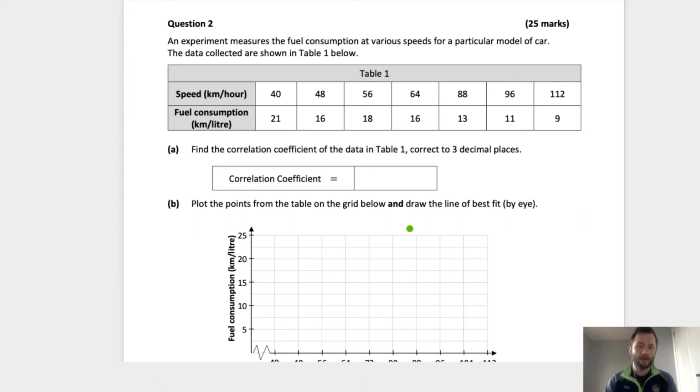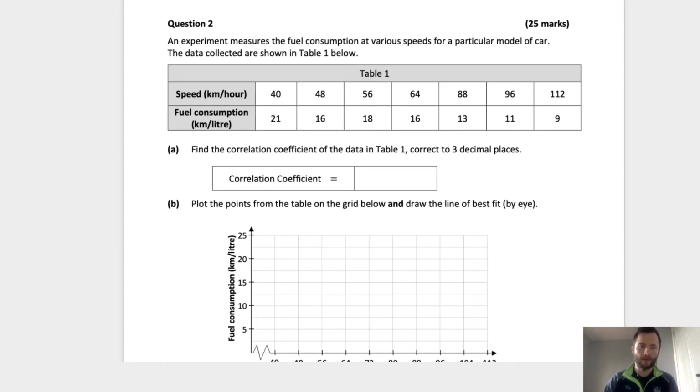So we're going to take a look at 2017 Maths Higher Level Paper 2, question 2. We have an experiment that measures fuel consumption at various speeds for a particular model of a car. The data collected are shown in table 1 below.